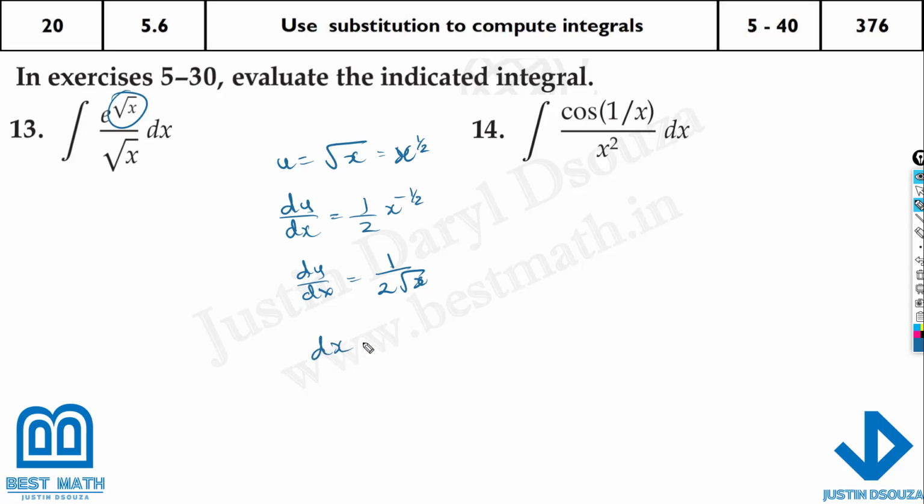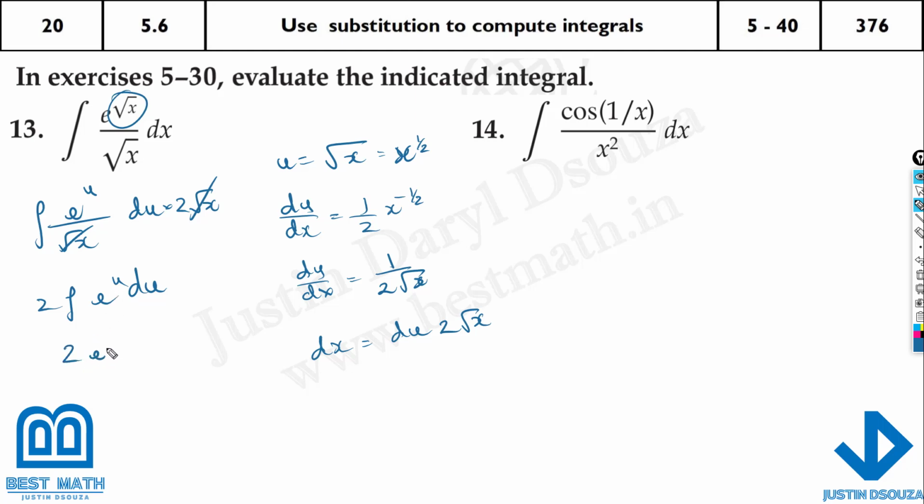And so what is dx value? dx would be du times 2 root x. Now let's substitute back over here. e to the power u, square root x. What is dx? It's du times 2 square root x. And look here, the square root cancels. You have 2 outside, the constant can be removed outside. e to the power u du. You know the integration of e^u is the same thing, so it's 2 e^u plus c.